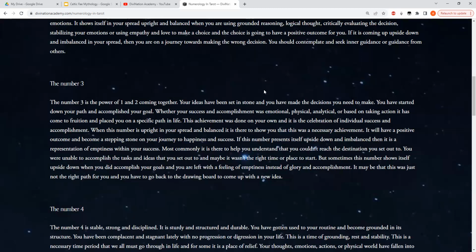Most commonly, it is there to help you understand that you couldn't reach the destination you set out to. You were unable to accomplish the tasks and ideas that you might have set out to, and maybe it wasn't the right time or place to start. But sometimes this number shows itself imbalanced when you did accomplish your goals, but you are left with a feeling of emptiness instead of glory and accomplishment. It may be that this was just not the right time or not the right path for you, and you have to go back to the drawing board to come up with a new idea.